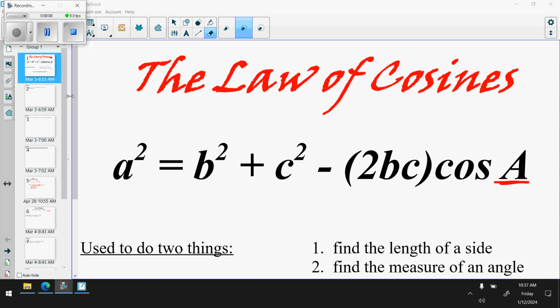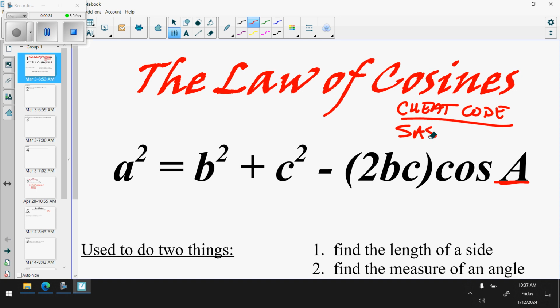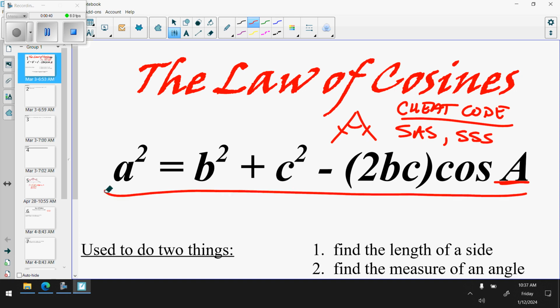Law of cosines, right? We just took our test on right triangle trigonometry. That must be a right triangle. Law of cosines, law of sines can be any triangle, right? So law of cosines, here's your cheat code for today. You were to use law of cosines if you have side angle side, right? Two sides and the included angle, right? Or side, side, side. We can find any angle using this formula.